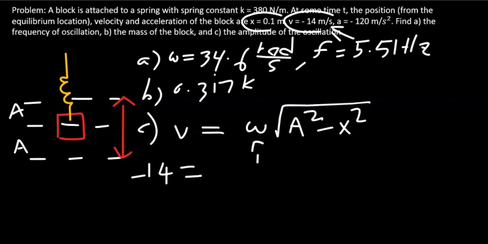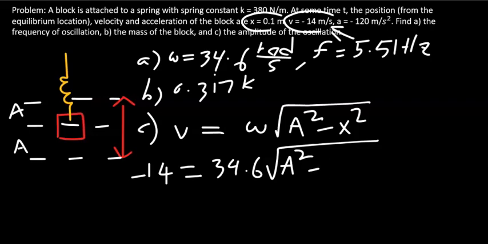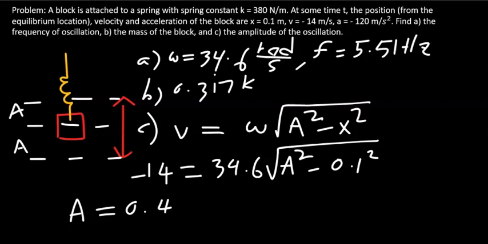Equals the frequency that has been determined. Remember, this is the angular frequency that we are referring to, and that is 34.6, times the square root of A squared, where A is the amplitude. X is 0.1, because when x is 0.1, v is minus 14. And you can solve for the amplitude. Doing the calculation, you will get 0.42 meter for the amplitude. And that solves the problem.